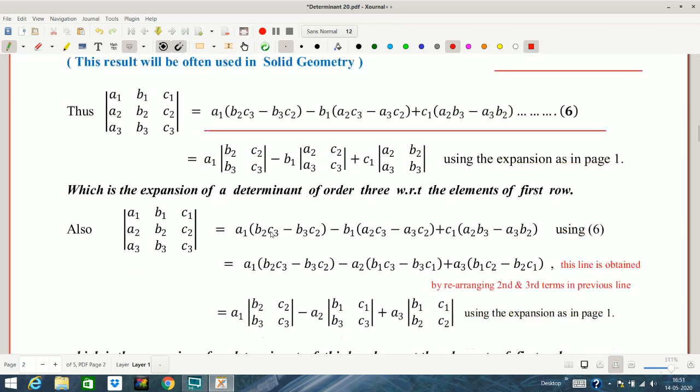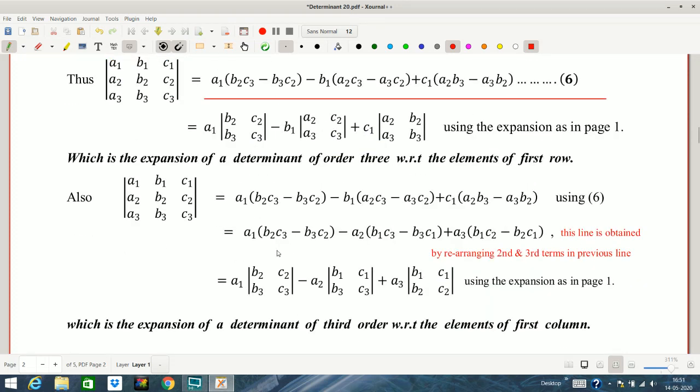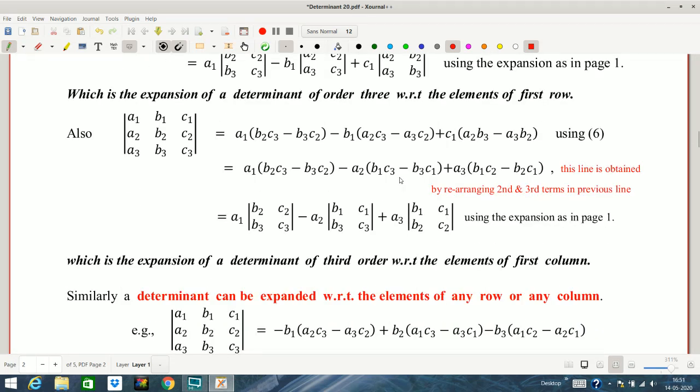Now this line number 6 is written here again, and the second and third terms we have slightly modified. Here B1 and C1 were outside, now we have taken A2 outside and A3 outside. A slight rearrangement. Values are the same, only we have written it in a different way. This determinant is now A1 into a second order determinant, minus A2 into a second order determinant, plus A3 into a second order determinant.